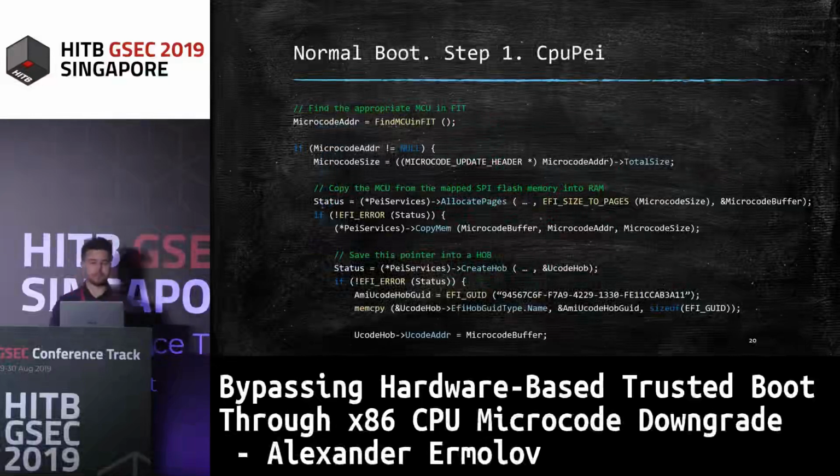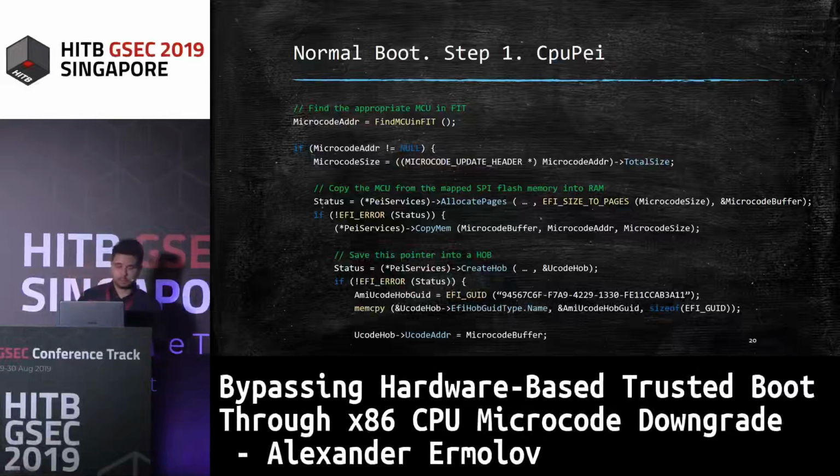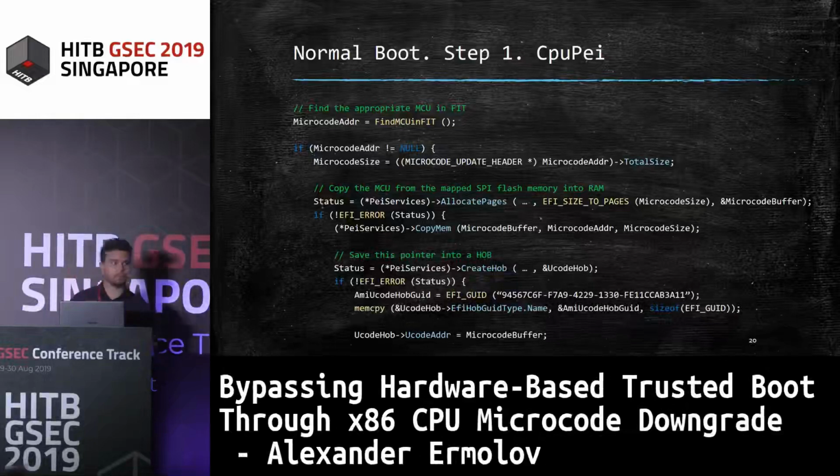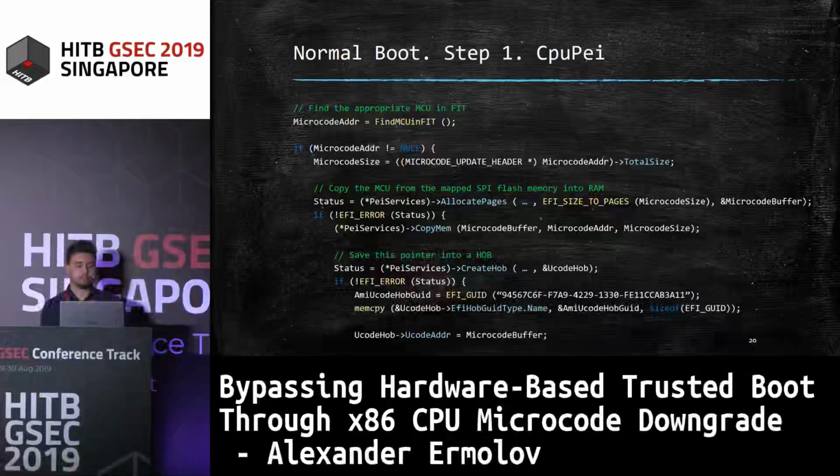Let's talk about the loader implemented in the BIOS. The first steps when a normal boot occurs are performed in the CPU PEI module. It finds the appropriate and not yet applied update in the firmware interface table. Then it copies it from the SPI flash memory into a buffer allocated in memory, and saves the pointer to this buffer into a handoff block. This is some structure in memory, it doesn't matter.